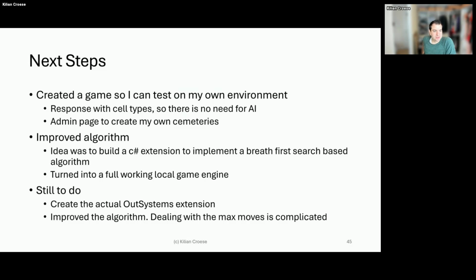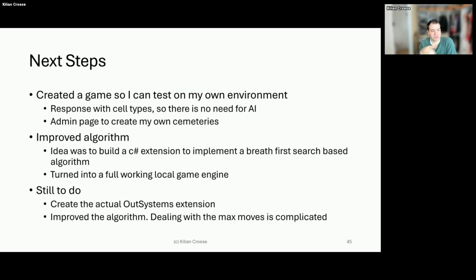Then the last slide, some of the next steps and some of the things I've actually done after the final game. I went down this rabbit hole a little bit too much, I think. I created the game in my own environment, so I could basically play with myself, which sounds a little weird, but I use my own environment as the game engine on the OutSystems side. There I could just respond with the cell types, with no need for the AI agent, so I could really focus on optimizing the actual algorithm that determines the moves.